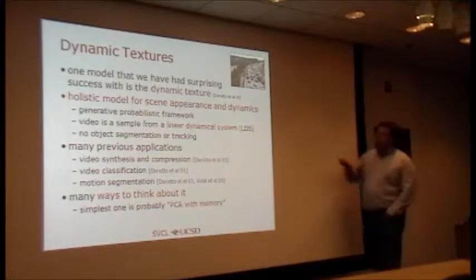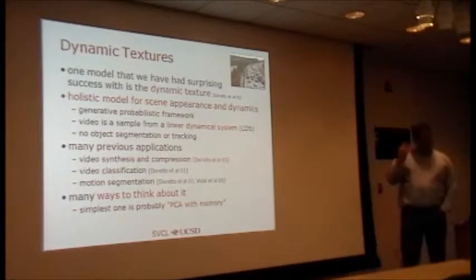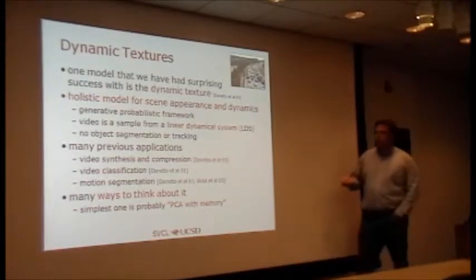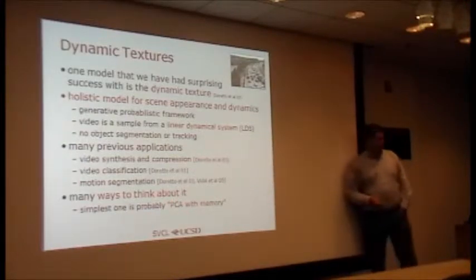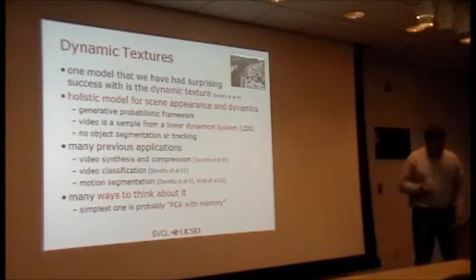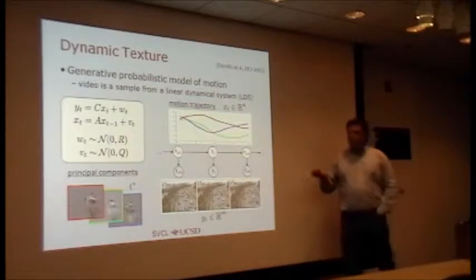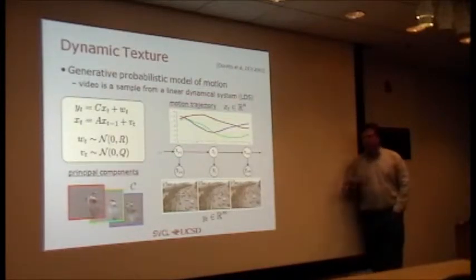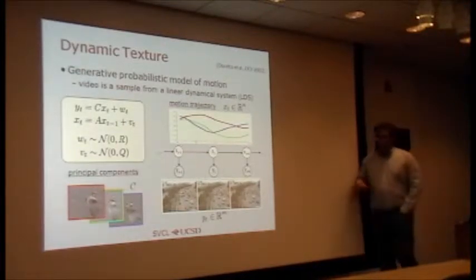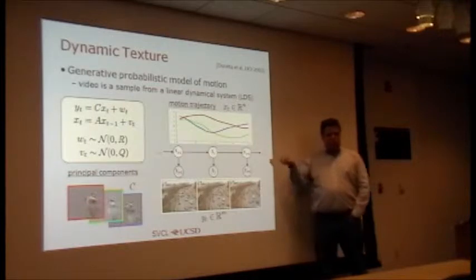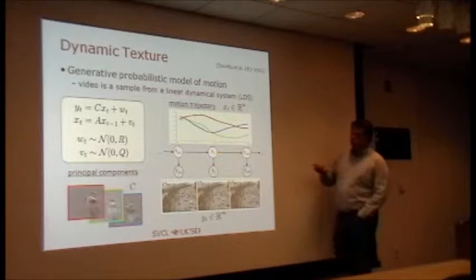I'll tell you a little bit in more detail what the model is, in case you don't know. There are many ways to think about it, but it's really a simple model, and the easiest way to think about it is as a PCA model with memory. If you've done any machine learning, PCA stands for principal component analysis. So what do I mean by that? The model is a linear dynamic system, and if you know what a linear dynamic system is, then you're all done.